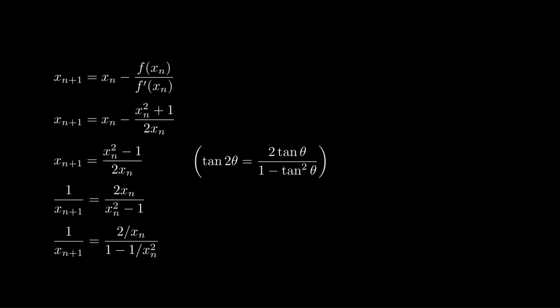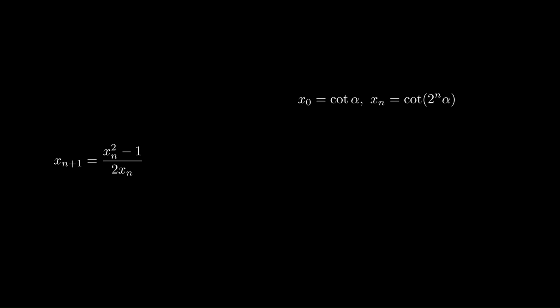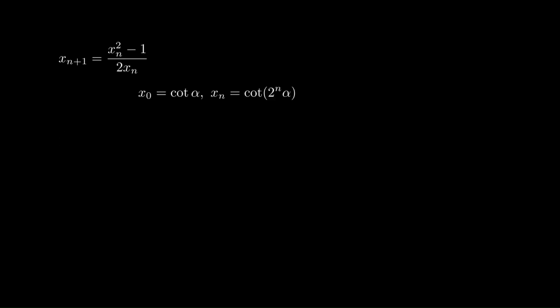In other words, if we let xn be the cotangent of an angle, then those angles double each time. So we'll set x0 to be cotangent of alpha, and then xn will be cotangent of 2 to the n alpha.